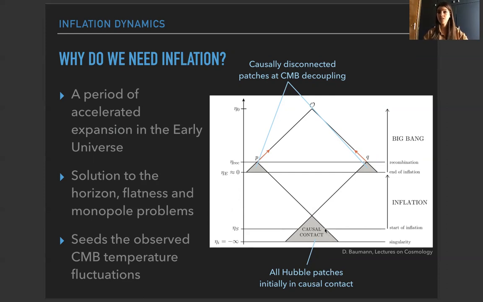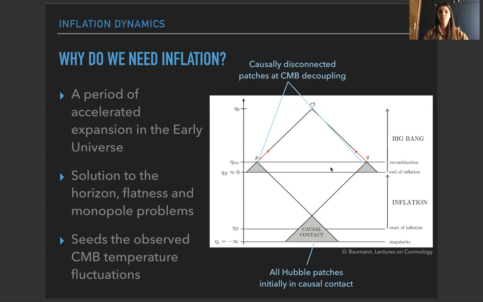So the premise of inflation is that our entire observable universe is initially within the same moving Hubble horizon. So all regions of the universe are in causal contact with each other. But as the expansion begins, more and more scales start exiting the horizon. They stop being in causal contact. And eventually, at the end of inflation, what we're left with is around 10,000 causally disconnected regions, or Hubble patches as we call them.